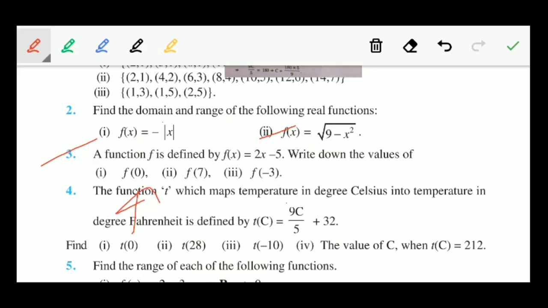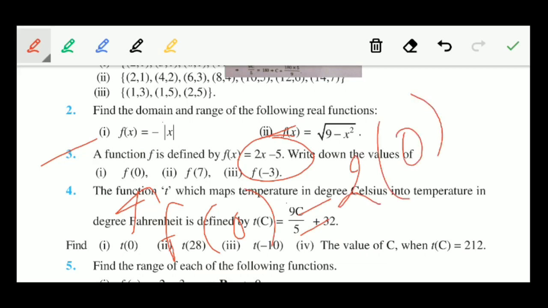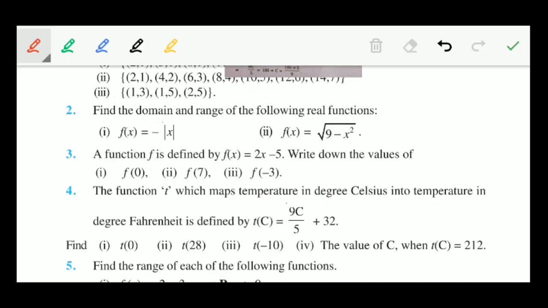So see its solution, f(0). Here you will put the value, and after substituting x as 0, you can see its answer is minus 5. In the same way, you will find the values of f(7) and f(3). Now I am going to start question number 4, and this question is also the same as question number 3.